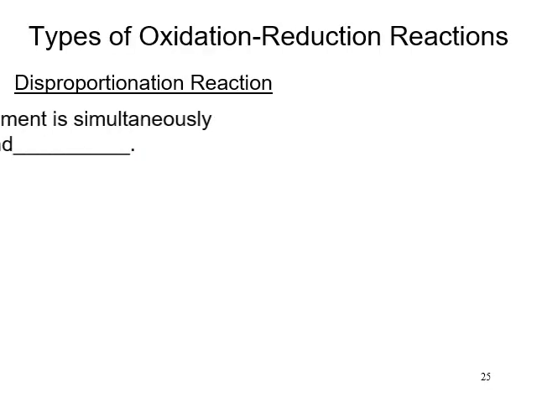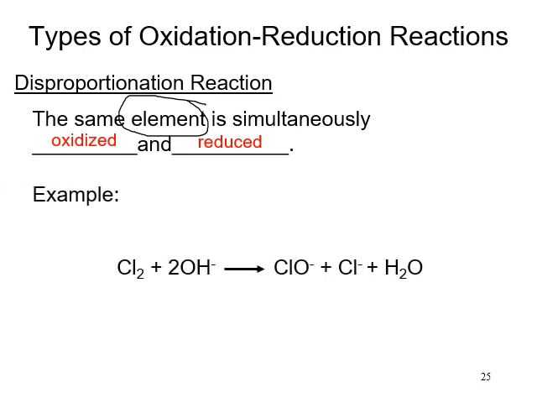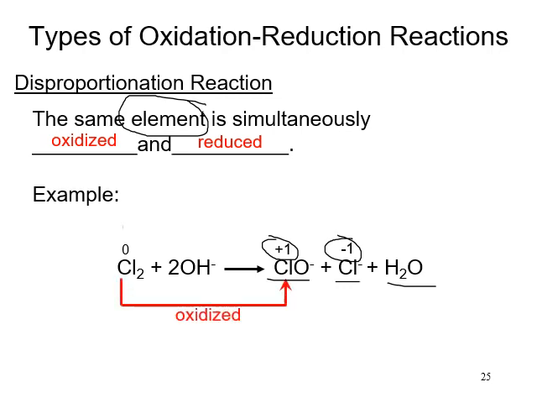One more type of reaction is called a disproportionation reaction, where the same element is simultaneously oxidized and reduced. Now, it's not the same atom of the same element, but it's the same element in the chemical reaction. So, for example, chlorine plus hydroxide makes hypochlorite, chloride, and water. So this is hypochlorite, chloride, and water. So if you look at the oxidation numbers, a chlorine atom gets oxidized and a chlorine atom gets reduced. That's what that means, but they're not the same atom. So there's an oxidation and there's a reduction.